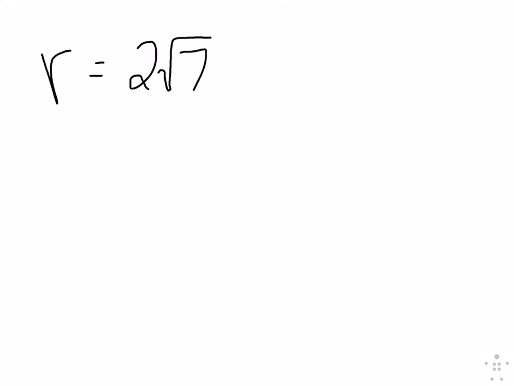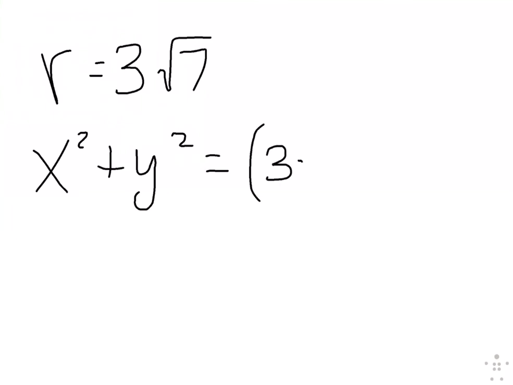2 root 7. Here, let's even change this up and make that even wackier. 3. You can put whatever you want on it. Now, the other thing, again, remember, it will never be negative, because a radius is a distance. So that will never be a negative number in that spot. If you have a negative number for the radius, you messed up. Okay? So now, x squared plus y squared equals 3 root 7 squared.